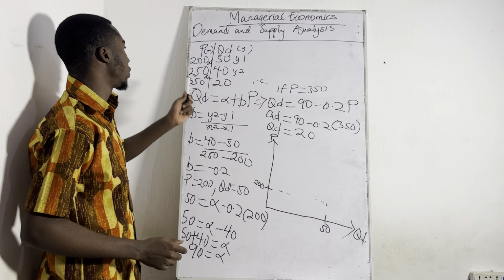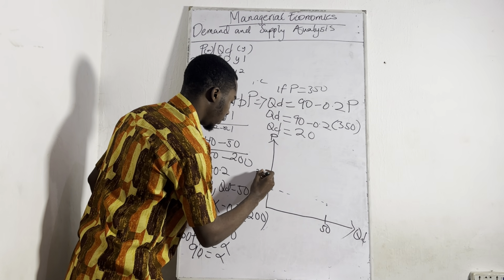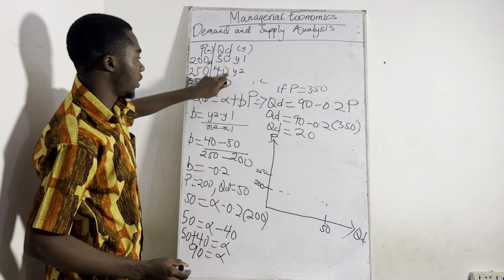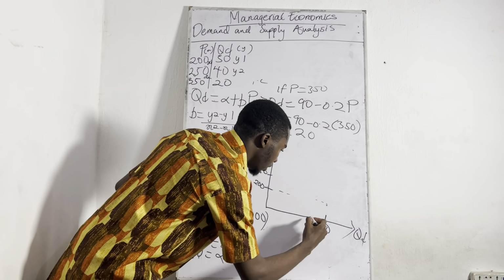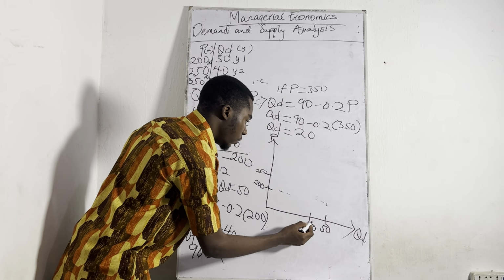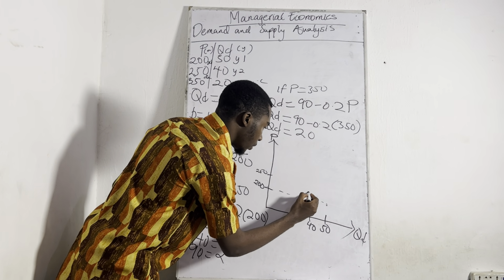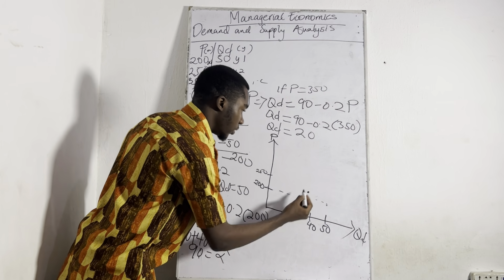Then the next one, we had 250, so that would be up. When the price was 250, the quantity demanded was 40. So 40 is smaller, so it comes somewhere here. So when you trace 250 and 40, it will be somewhere here.